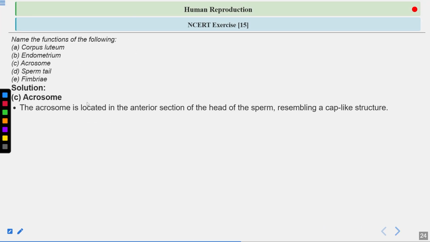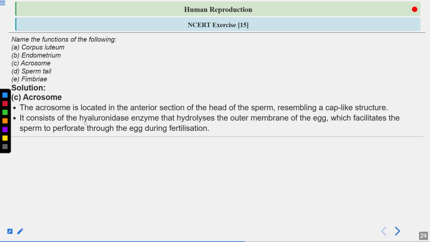Then acrosome. So acrosome is present at the anterior section of the head of the sperm. Means acrosome is present in front of the head of the sperm, and it is a cap-like structure. This acrosome consists of enzymes like hyaluronidase. These enzymes help in the breakdown of the outer membrane of the egg, such as zona pellucida, and help the sperm to enter into the egg, or you can also say it helps in the fertilization of the egg as well, because it is helping the sperm to enter into the egg. So it is helping in fertilization.